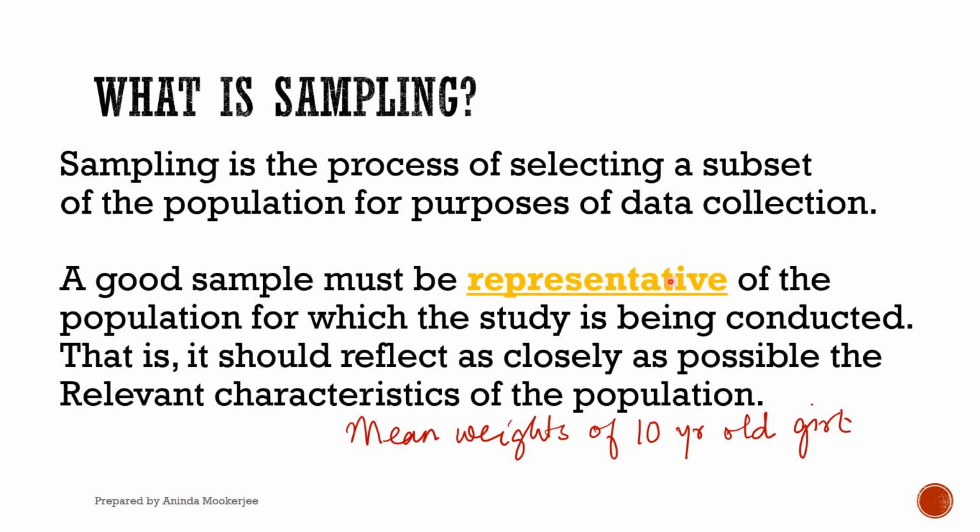Right? So what does representative mean in this case? That is, it should reflect as closely as possible the relevant characteristics of the population. So our sample must reflect whatever characteristic we are studying. In this case, the characteristic we are studying was the mean weights. So it should reflect the characteristics of the population. The variable that we are studying is mean weights, and the characteristics of the population would be 10-year-old girls. Right.